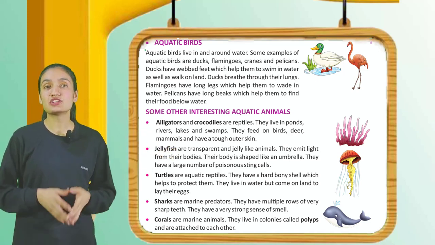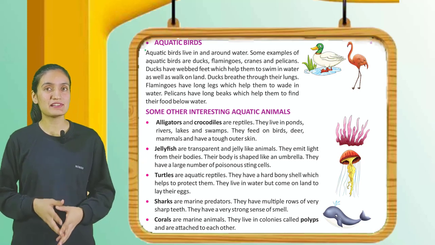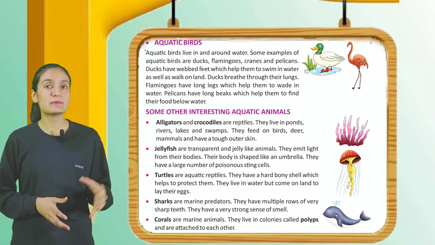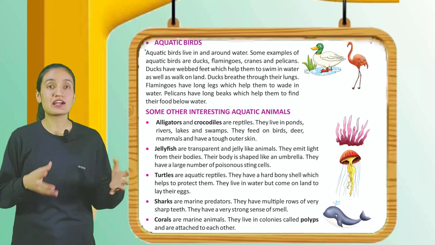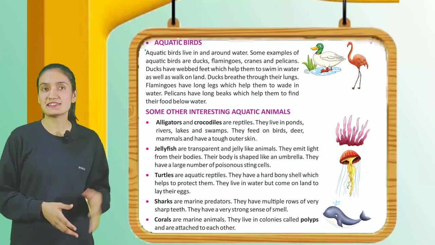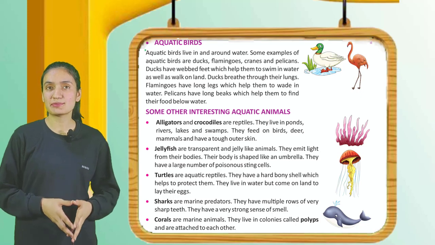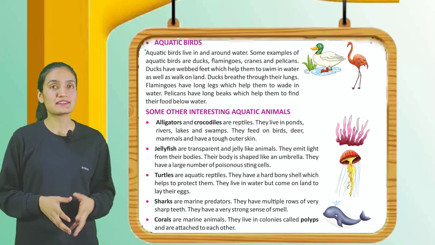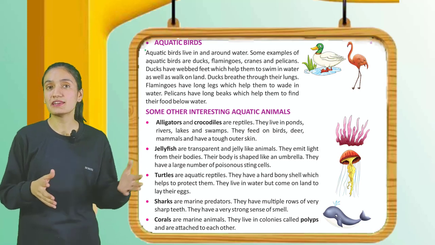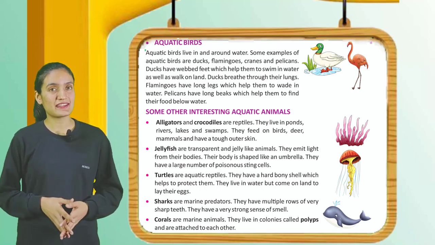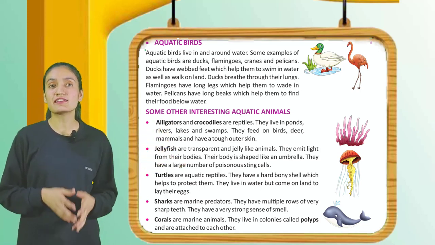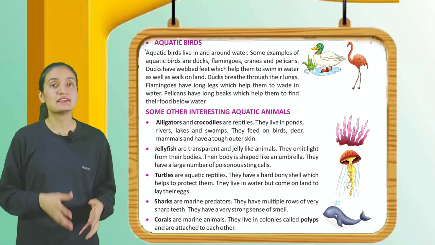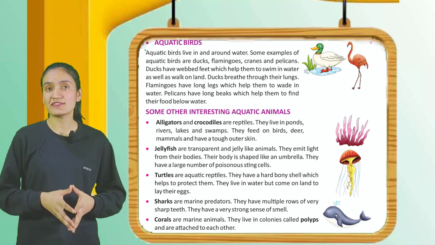Jellyfish. Jellyfish are transparent and jelly-like animals. They emit light from their bodies. Their body is shaped like an umbrella. They have a large number of poisonous sting cells. Turtles are aquatic reptiles. They have a hard bony shell which helps to protect them. They live in water but come on land to lay their eggs. Next, sharks are marine predators. They have multiple rows of very sharp teeth. They have a very strong sense of smell.